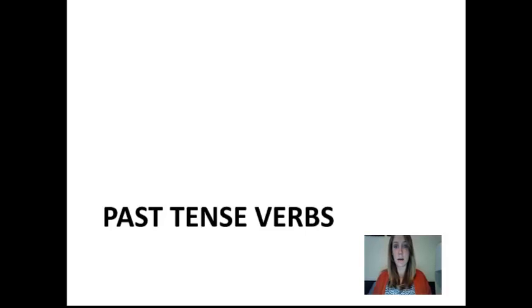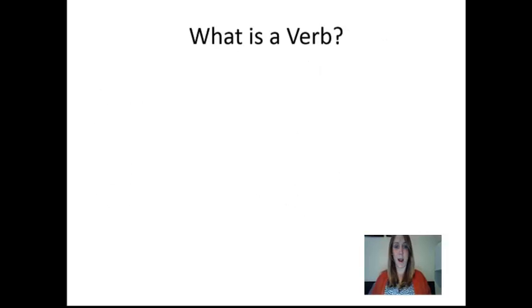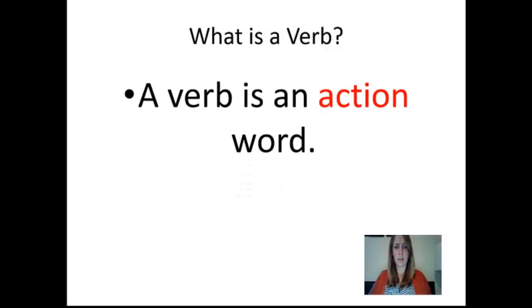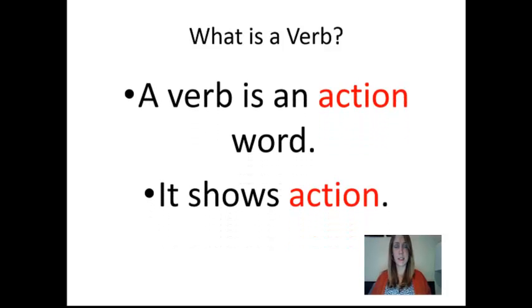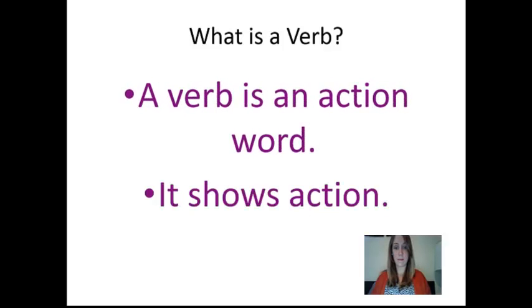Today for writing, we're going to talk about past tense verbs. What do all of these words have in common? Go ahead and take a look at the list and read it to yourself very quickly. If you said they're all verbs, you are correct. Remember, a verb is an action word. It shows an action, something that somebody or something is doing. Got it? Verbs, actions.